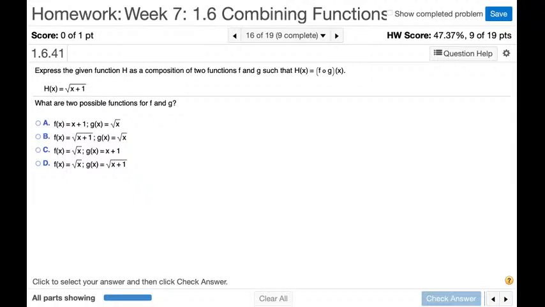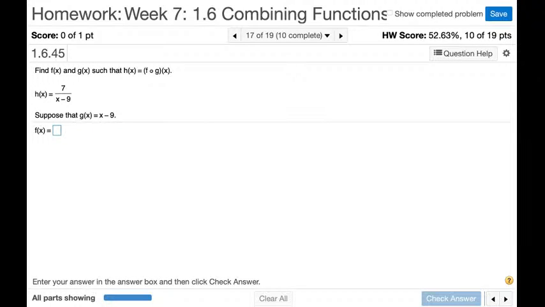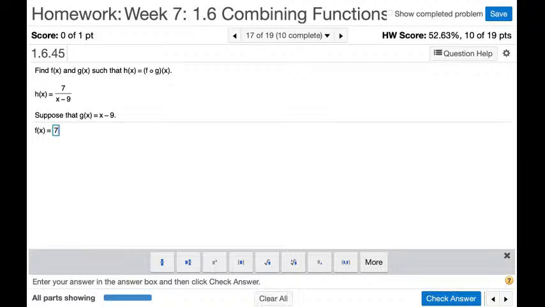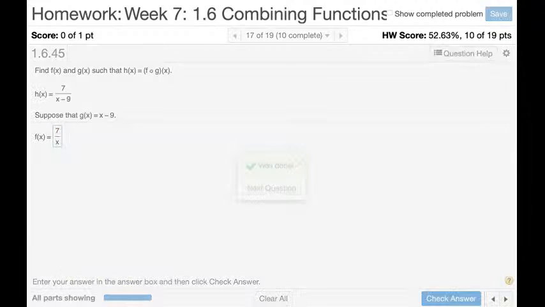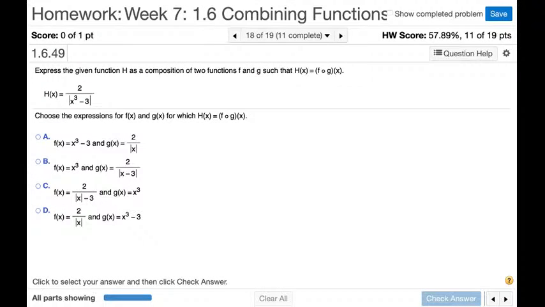So the inside function could be x plus 1. So our g could be x plus 1, and then I'm going to go to c. The inside function is x minus 9. So then the outside function can be 7 divided by x. Okay. The inside could be x cubed minus 3. So g could be x cubed minus 3, and the outside is this one. So let's go to d.